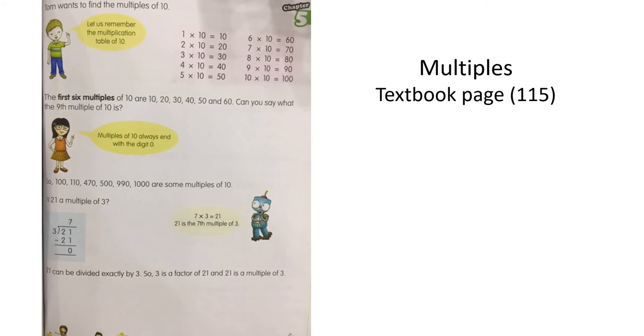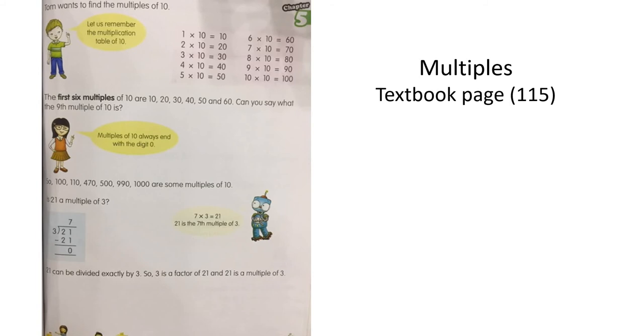But what if I give you a big number, like 150? Is 150 a multiple of 10? How do I know? I have to look at the ones place. If the ones place is 0, the whole number is a multiple of 10. What's the meaning of a multiple of 10? We can divide it into 10 groups equally.